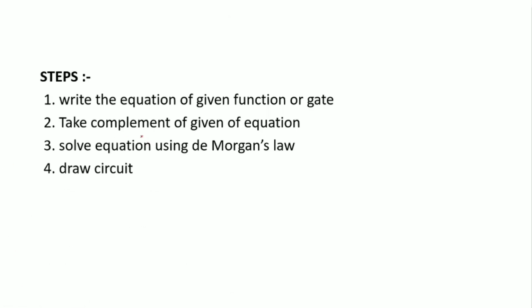We are going to implement different kinds of functions and gates in the software, so we have to keep some steps in mind. The first step is to write the equation of the given function or gate. Then we take the complement of that equation, solving it using De Morgan's law, and make the equation more generalized, and then we draw the circuit. These steps are very important while implementing it in the Microwind software.